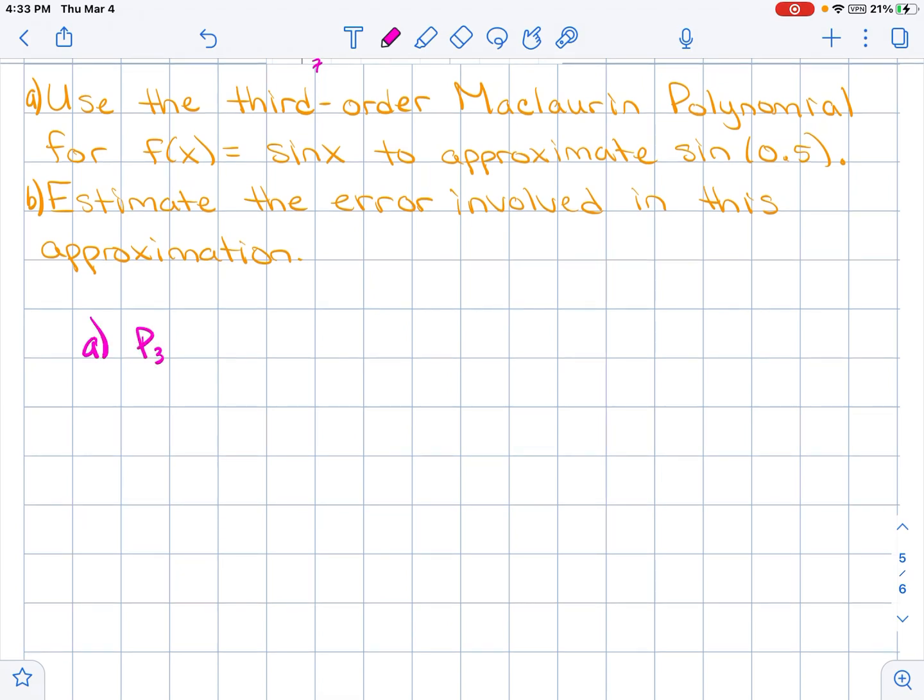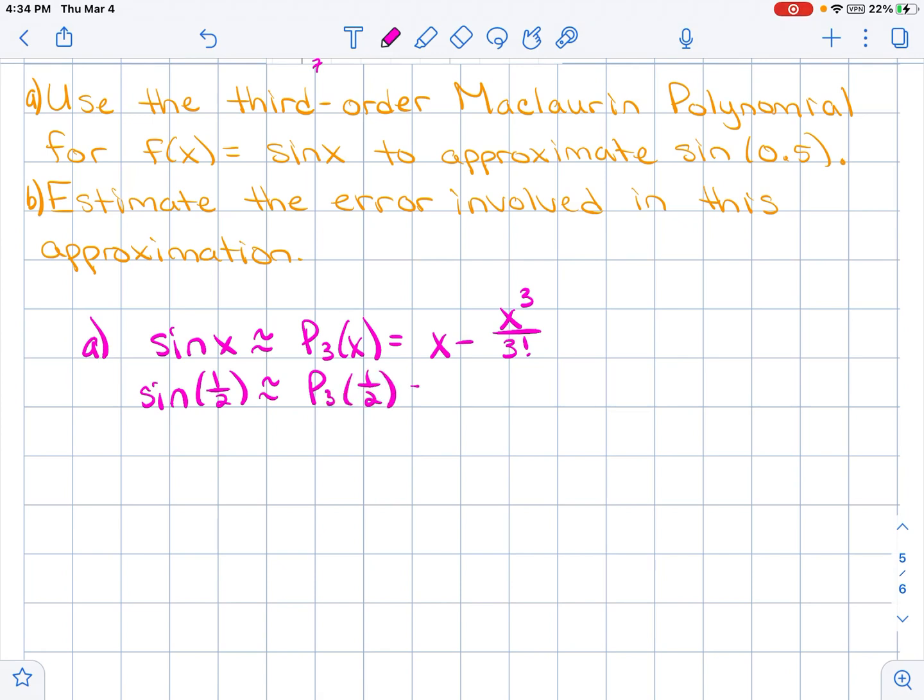Okay, so let's write this third order polynomial. Sine x is approximately the third order polynomial, which is x minus x cubed over 3 factorial. Notice the approximation and then the equal sign. So I'm saying sine x is approximately the third order polynomial, and the third order polynomial is equal to x minus x cubed over 3 factorial. So now we can use that to estimate the sine of 0.5 or 1/2. So I'm going to do that by plugging 1/2 into this polynomial.